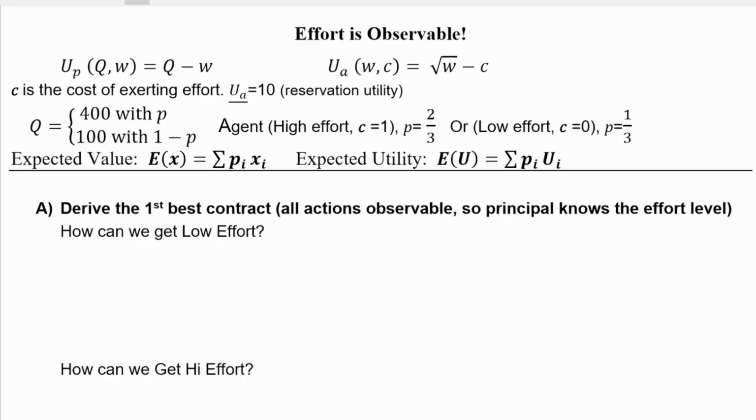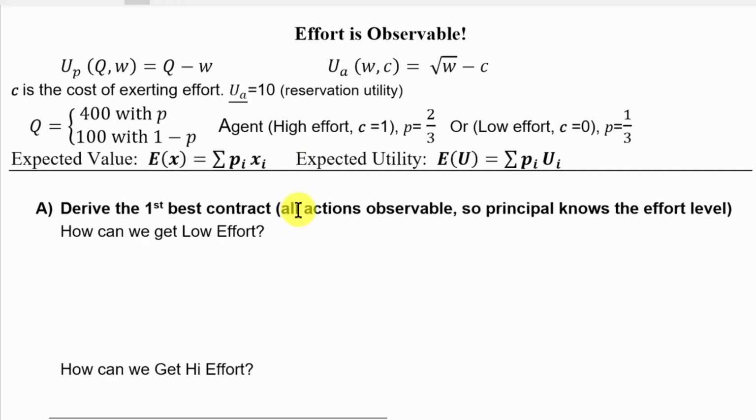So I wrote all of the information we need to keep in mind up here at the top. We have the principal's utility function, output minus W. We have the agent's utility function, the square root of their wages minus the cost of effort, which is either 0 if they're lazy or 1 if they work hard. The reservation utility of the agent is 10, so they're never going to accept a contract that gives them an expected utility less than 10. The output is 400 with probability P, 100 the rest of the time. If the agent gives high effort, the probability of the high output is 2/3; with low effort, the probability of that high output is only 1/3.